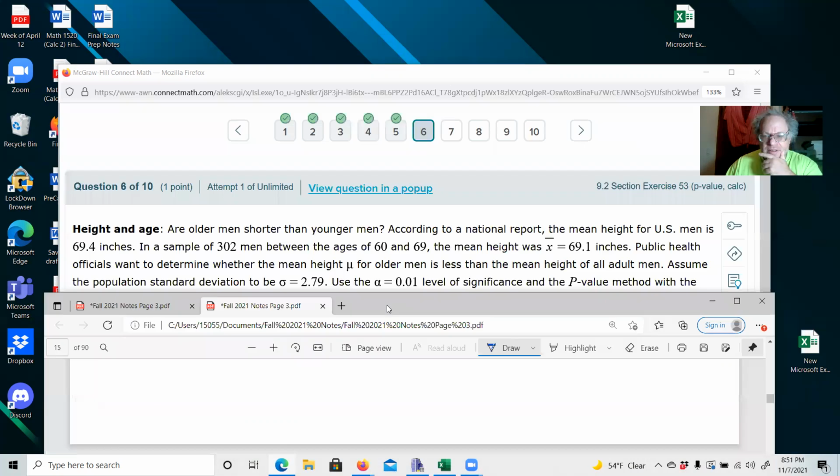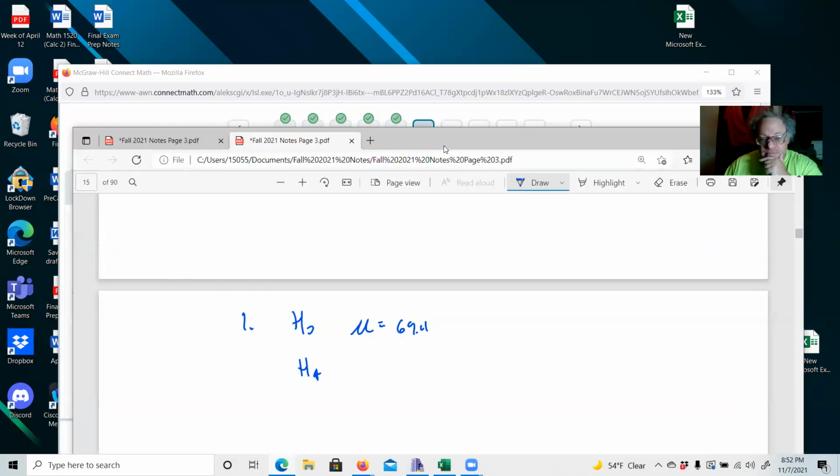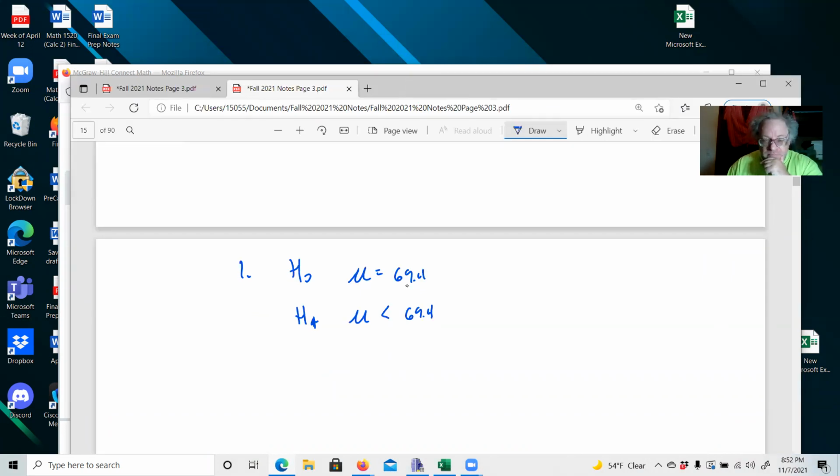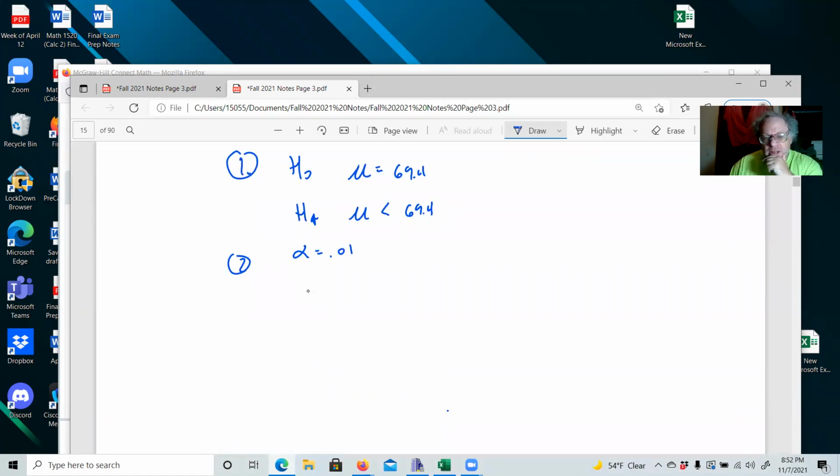And they say public health officials want to determine if the mean height for older men is less than, which side is that? Mu is less than 69.4. What alpha did they want? They wanted alpha equals 0.01. This was step 2. Step 1, we set up our hypotheses. Step 2, we declare our alpha. Step 3, we're going to go ahead and calculate our test statistic.